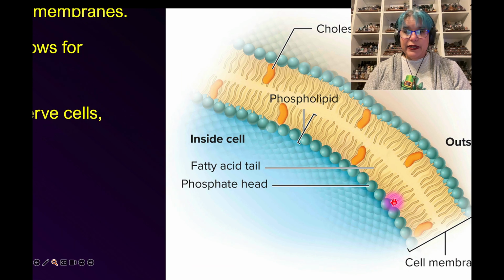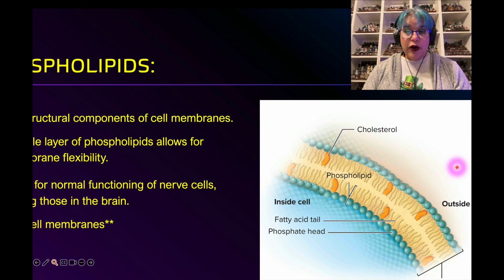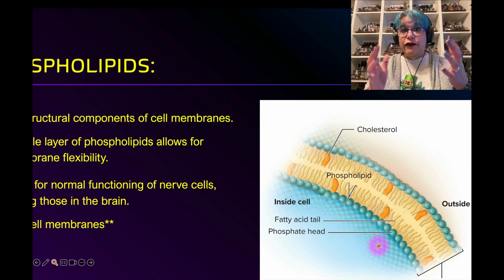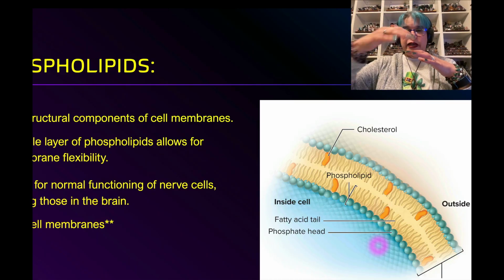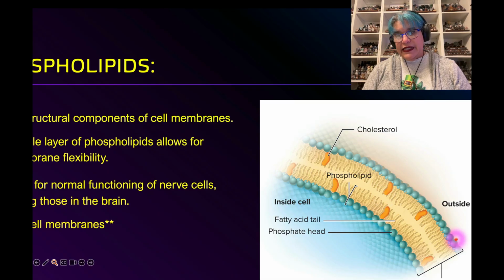Double layered because I've got water on the inside of my cell, I've got water on the outside, I've got water on the inside. So having it completely covering the inside of my cell and the outside of my cell means that it can be near water. And then dead center in the middle between them, I've got all the tails.